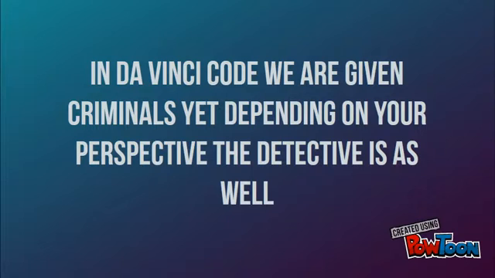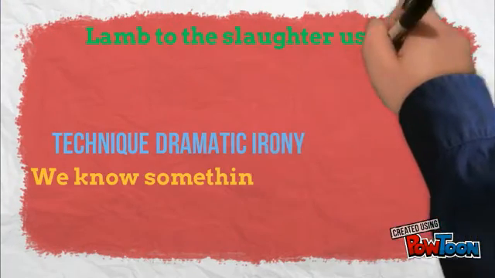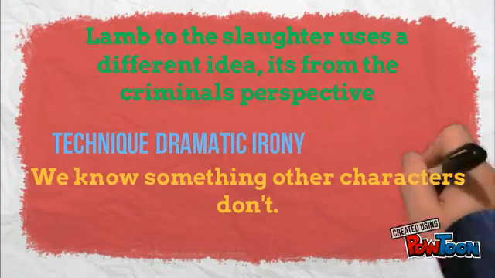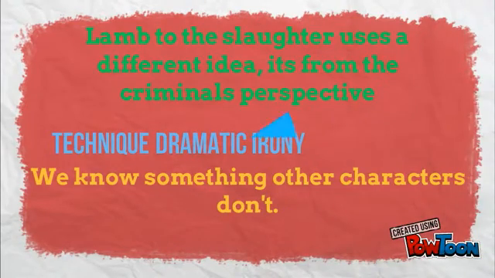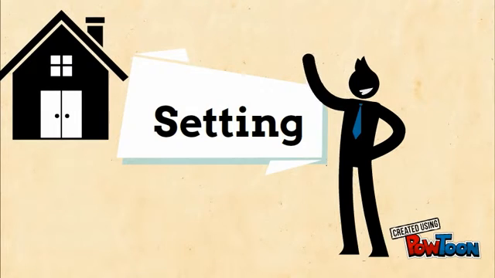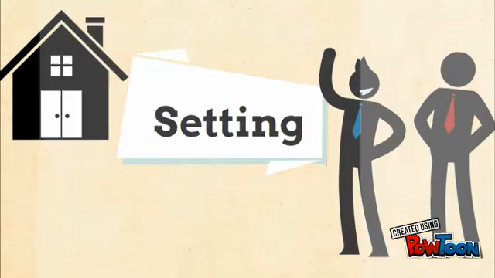In Lamb to the Slaughter, a completely different unique style is used. The main character herself is a criminal, and it's from her perspective. In this story, the language technique is dramatic irony, as we know something other characters don't. Setting is another very important convention. It allows us to feel present and escape into this new world. Setting also helps engage with the context of characters, helping them understand characters' positions and feelings.